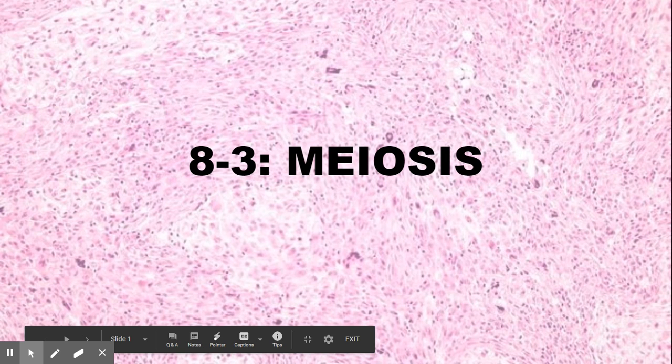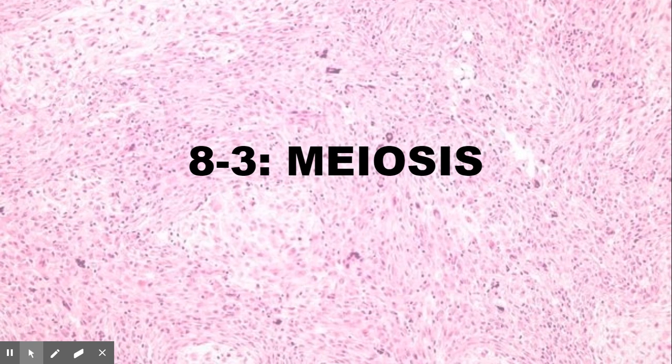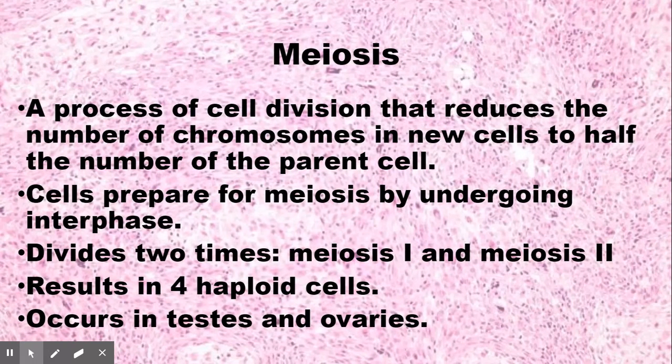8.3, we're looking at the second form of cell division, meiosis. With meiosis, this is going to begin with two parent cells and result in new cells that are somewhat like the mom and somewhat like the dad. So cells will prepare by going through interphase. And instead of, like mitosis, going through the cycle once, basically it's going to go through it twice. And this is going to result in 4 haploid cells. And this is going to occur in the testes and the ovaries.